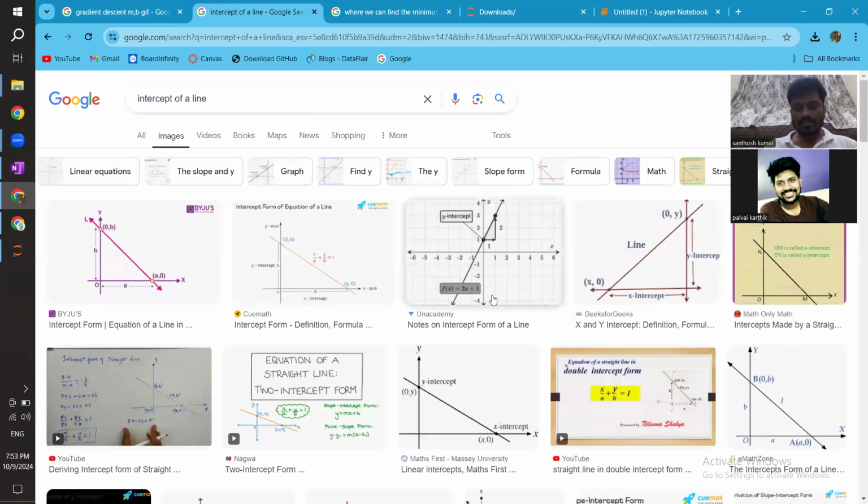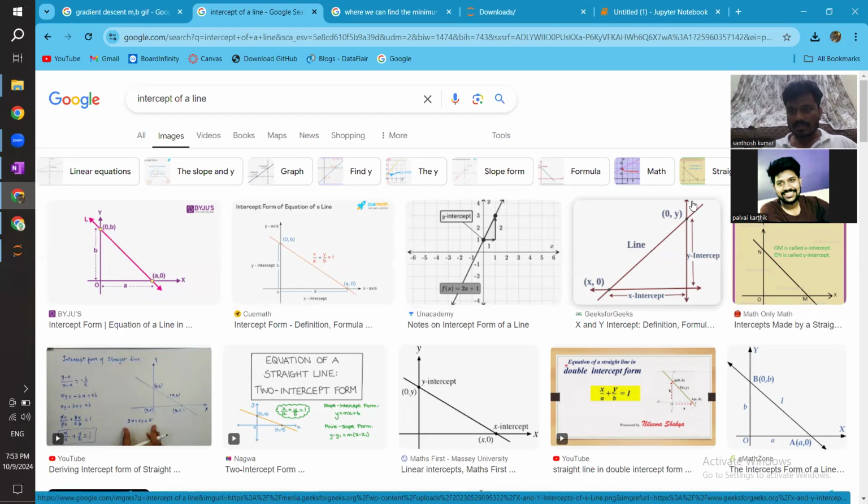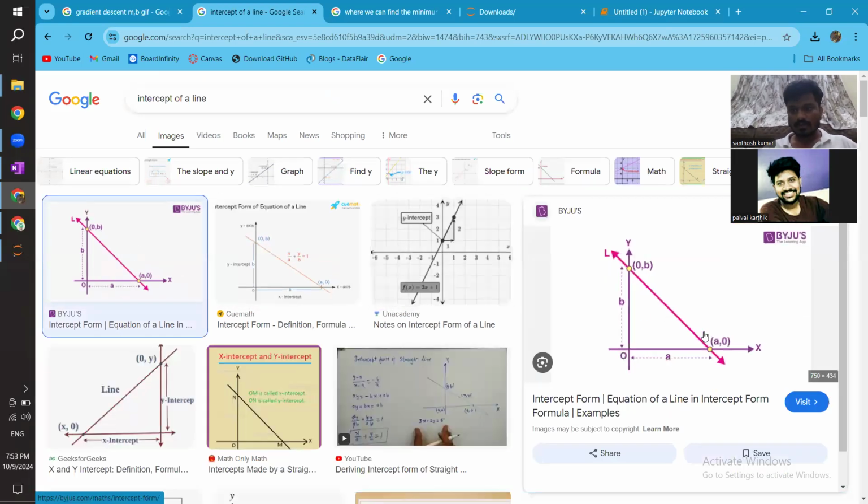So if you see here, this is the x-axis, y-axis. This is some line. The point where it is touching the y-axis, this length b is called the y-intercept. The length on the y-axis is the y-intercept. Clear? Okay.